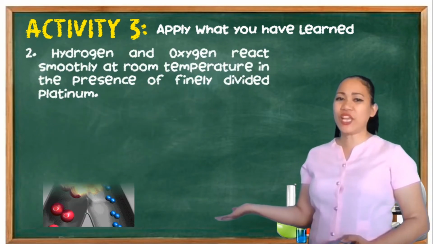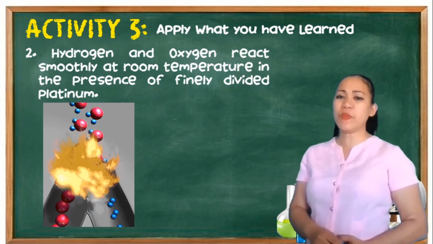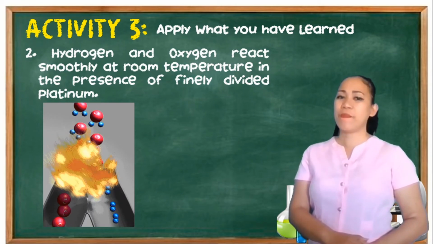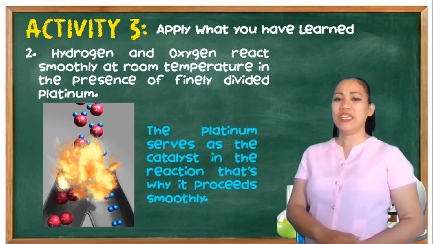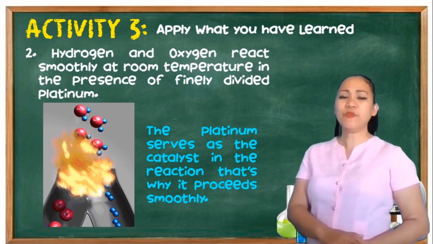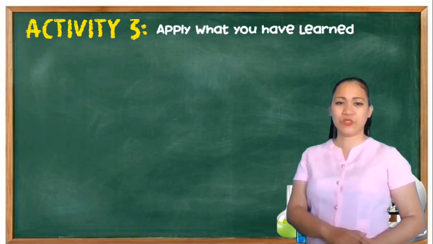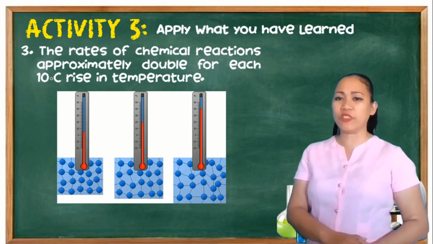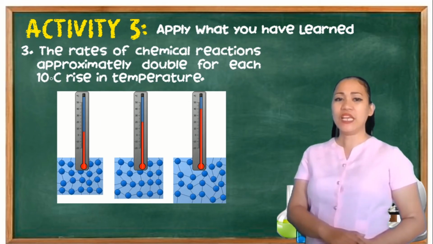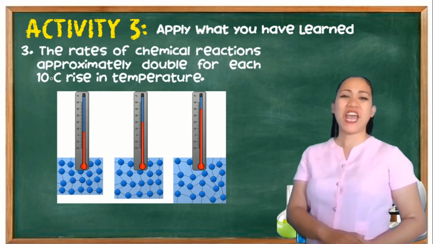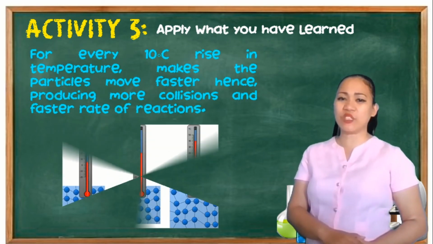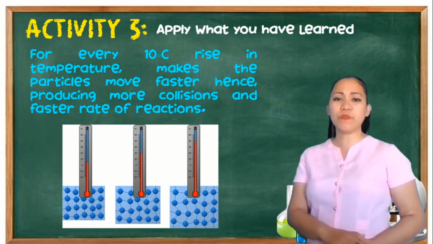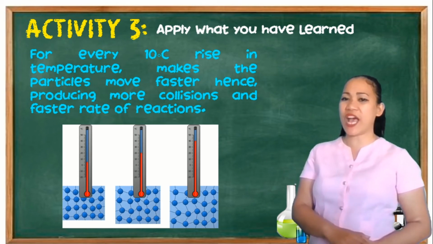Next, hydrogen and oxygen react smoothly at room temperature in the presence of finely divided platinum. The platinum serves as the catalyst in the reaction, so that is why it proceeds smoothly. Third situation, the rates of chemical reactions approximately double for each 10 degrees Celsius rise in temperature. Every 10 degrees Celsius rise in temperature makes the particles move faster, hence producing more collisions and a faster rate of reaction.